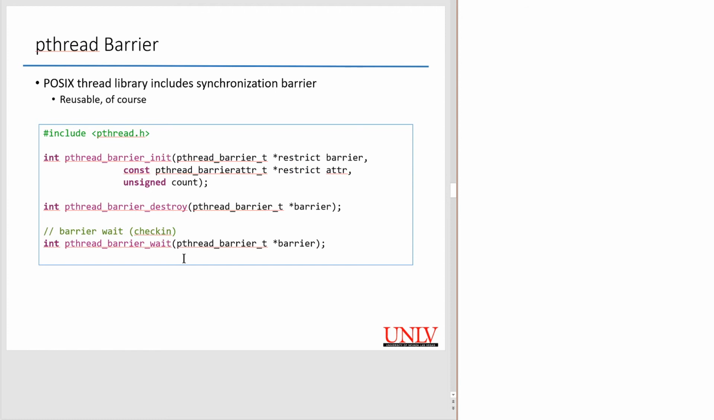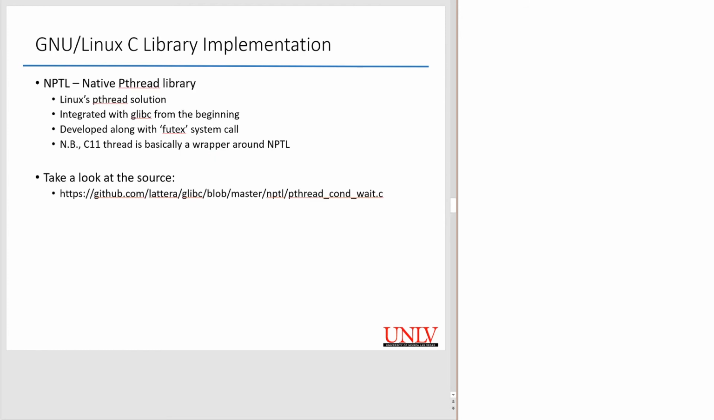Okay, just like reader writer lock, pthread actually comes with its own synchronization barrier, and this is the interface. This pthread barrier wait is the name of the check-in function that we implemented. All right, GNU Linux C library implementation.